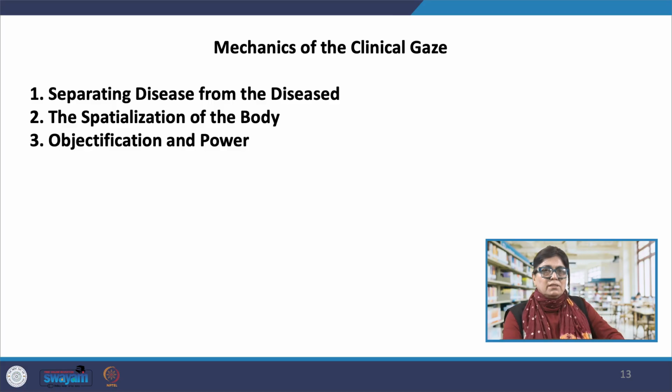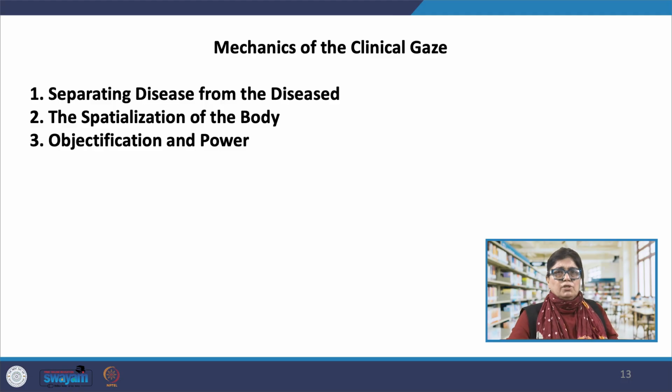So, separating disease from the diseased. Foucault argued that modern medicine requires the clinician to mentally isolate the pathology from the person. To find the disease, the doctor subtracts the patient's individual personality, emotion, and culture, treating these subjective elements as noise or disruptions to an accurate diagnosis.